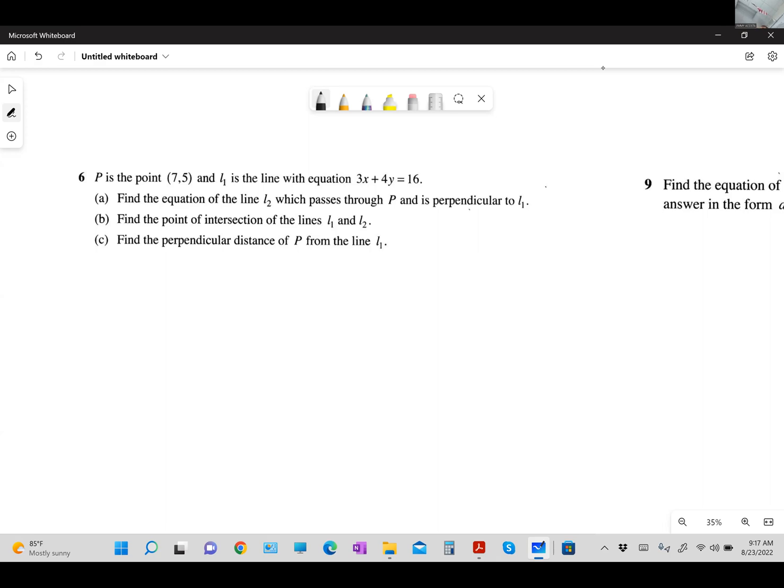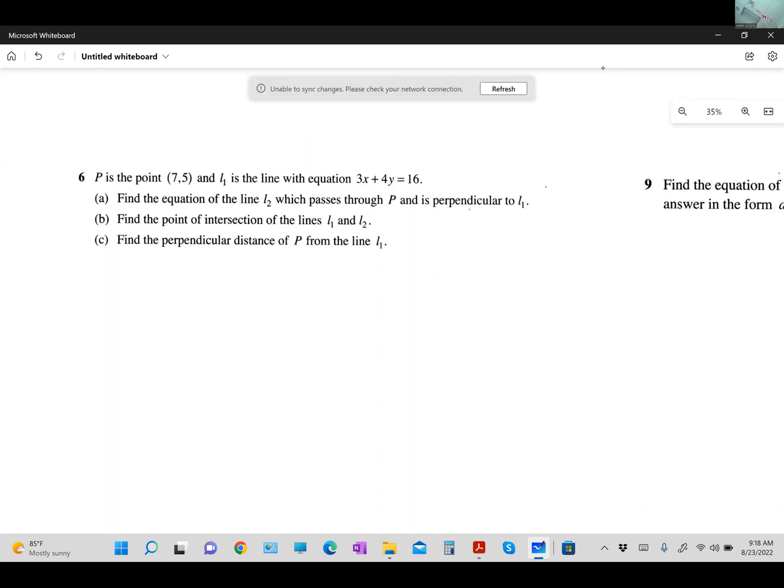So what's the first step you should do? What do you think? Okay, so why do you want to do that? All right, so if you plug in 7 for the x there, and then you plug in 5 for the y, is that what you want to do? Okay, all right.